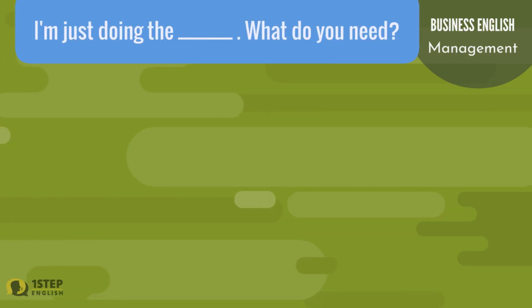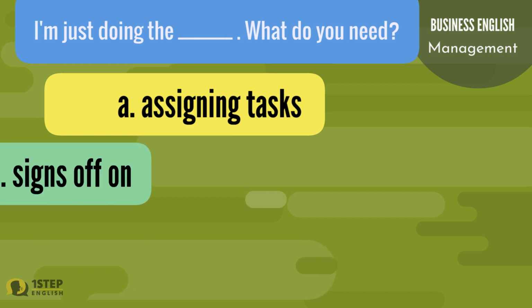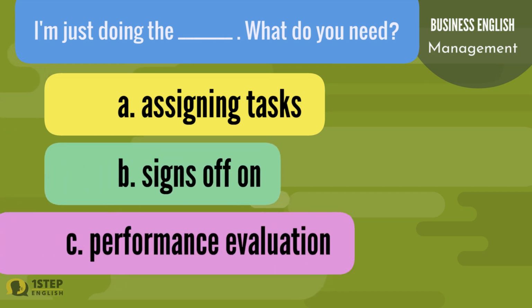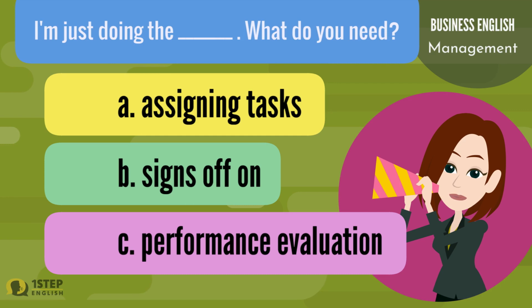I'm just doing the blank. What do you need? Letter A. Assigning tasks. Letter B. Signs off on. Letter C. Performance evaluation. The correct answer is letter C. Performance evaluation. I'm just doing the performance evaluation. What do you need?